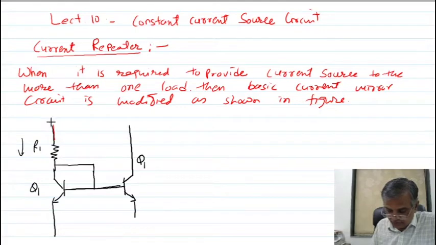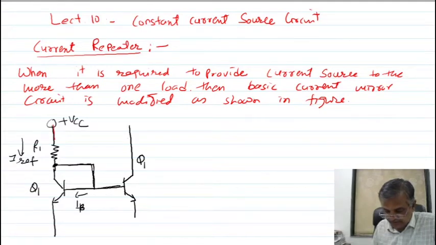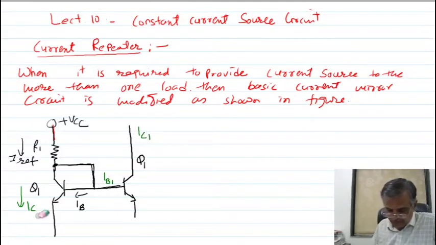This is your supply voltage. This is I reference. From this point, one current will flow here. Let me say this current is IB, and this current I am writing IB1. This current I am writing IC1. So this is your IC1. This is your IC.